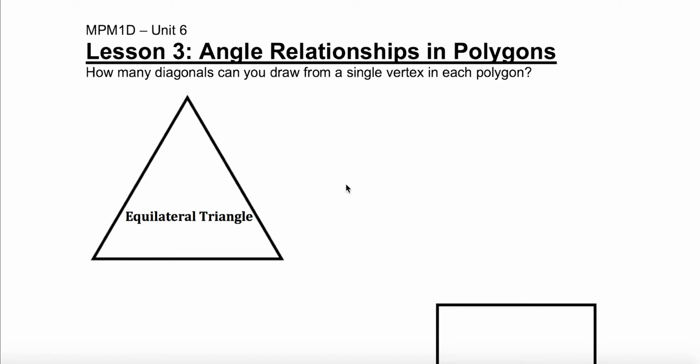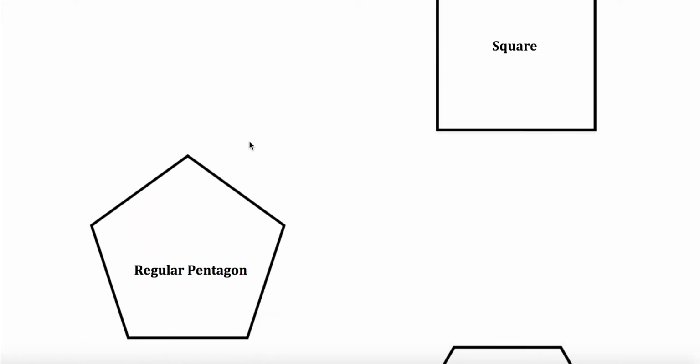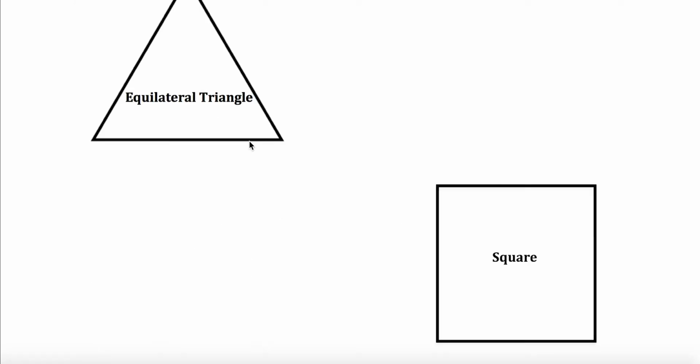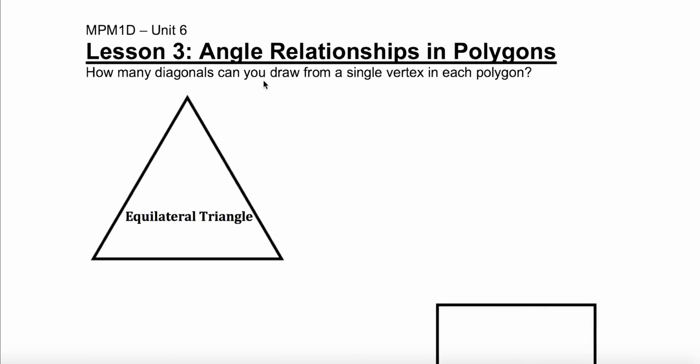Lesson 3 is on angle relationships in polygons. So we're going to move on and we're going to look at a few different shapes. We've talked about triangles, we've talked about squares and rectangles, pentagons, hexagons. We're going to go all the way up to a decagon that has 10 sides. So how many diagonals can you draw from a single vertex in each polygon?